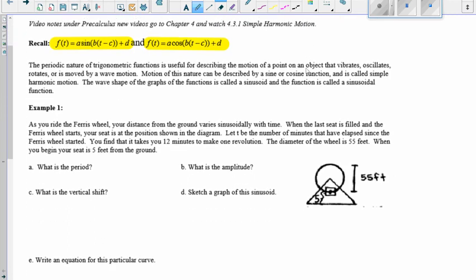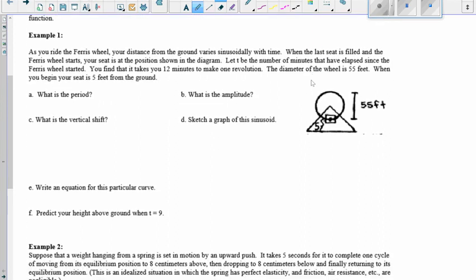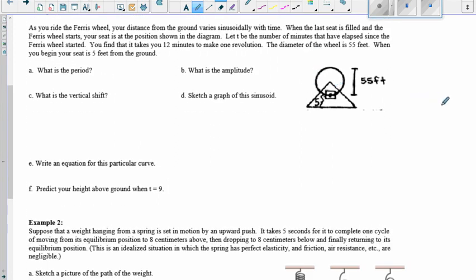Looking at this first example, it says, as you ride the Ferris wheel, your distance from the ground varies sinusoidally with time. When the last seat is filled and the Ferris wheel starts, your seat is at the position shown in the diagram. Let t be the number of minutes that have elapsed since the Ferris wheel started. It takes you 12 minutes to make one revolution. The diameter of the wheel is 55 feet. When you begin, your seat is 5 feet from the ground.